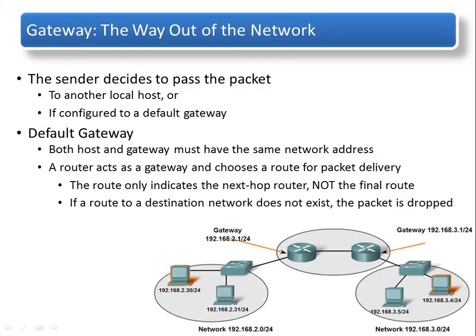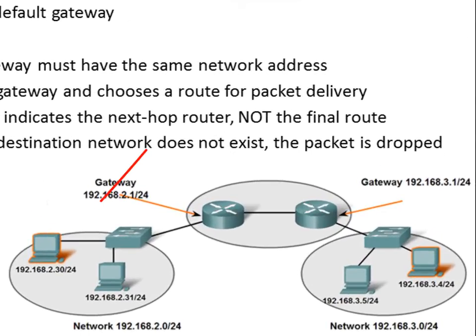When a host communicates outside the local network, a router acts as a gateway and performs the necessary functions to send a packet on its way. In this illustration, before PC 192.168.2.30 can communicate with PC 192.168.3.4, both hosts must be properly configured with the respective gateway. That is to say, both the host IP address and the gateway address must have the same network address.